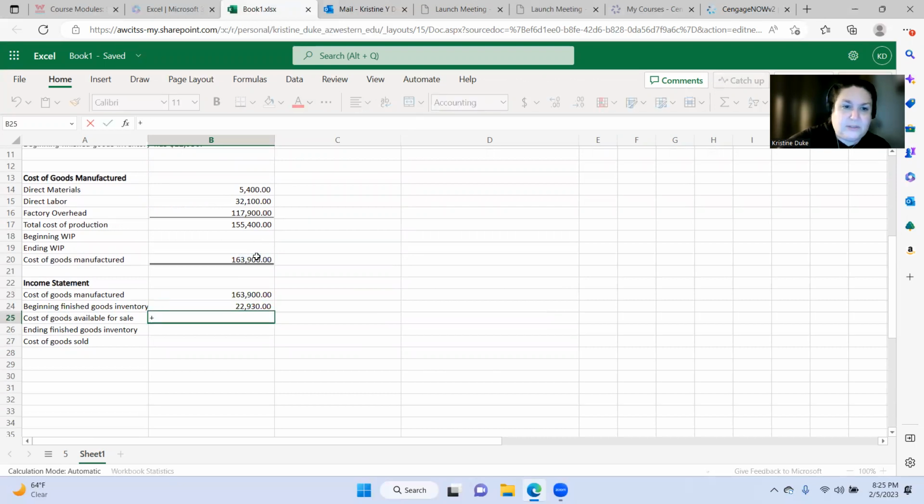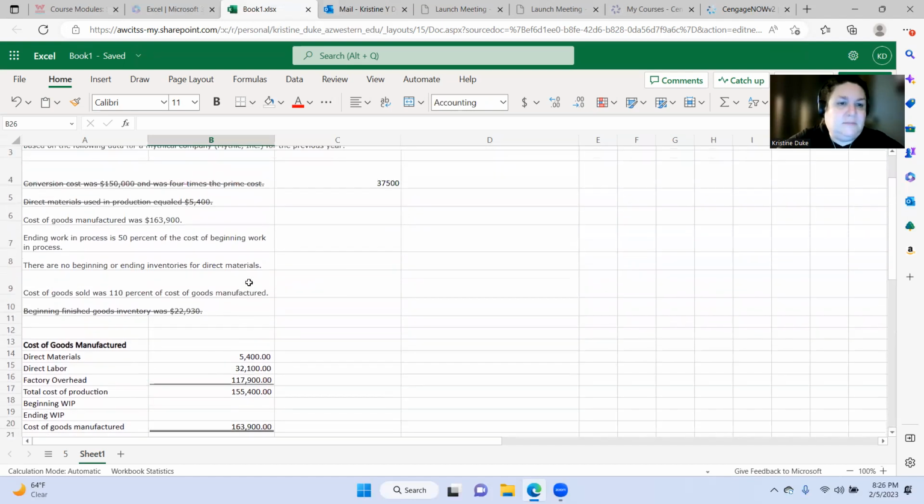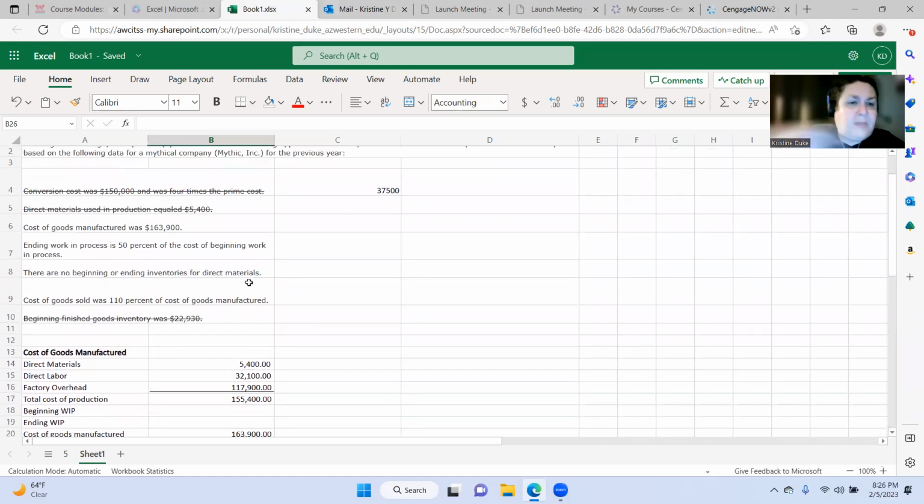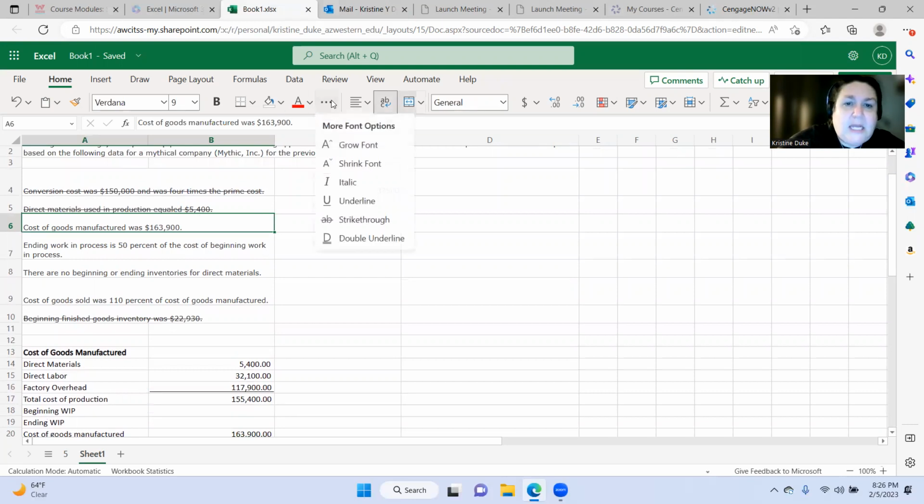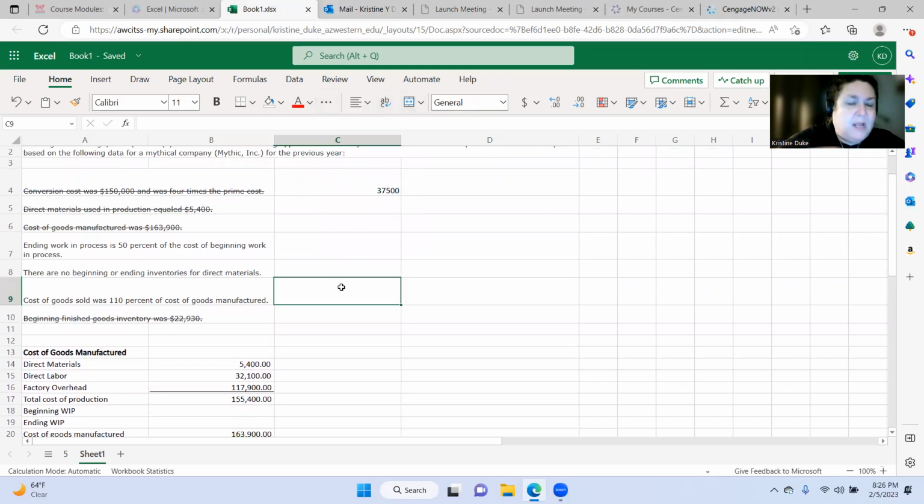Okay, so I'm going to go ahead and bring this over, 163,900. Total cost of goods available. So all I'm doing is just figuring out my formulas. Okay, beginning finished goods, total cost, ending finished goods. Let's see what they say up here. Okay, I got this one done. Yay! Strike through.